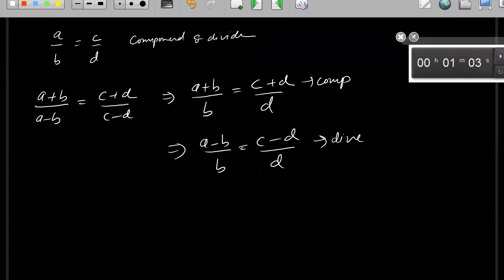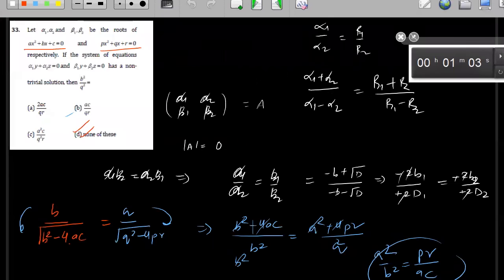So this is known as componendo dividendo. A by b can be written as a plus b, a minus b. C by d you can write as c plus d, c minus d. This is magic. You can check it after the class. Okay, now see. So we have taken componendo dividendo. It will give me minus 2b1, and here it will give me minus 2b2. So I will just write this part once again.